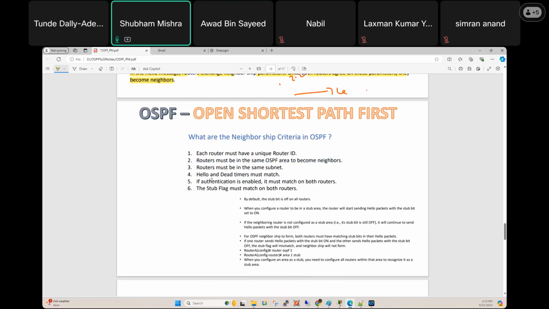Now, this is also a very important question. What are the neighborship parameters? For example, this is R1, this is R2. On both routers, you configure OSPF. Now the interviewer will ask you, tell me, under which conditions will both routers become neighbors?